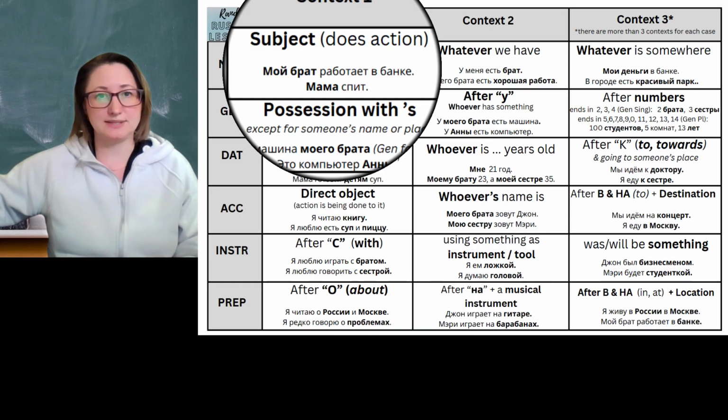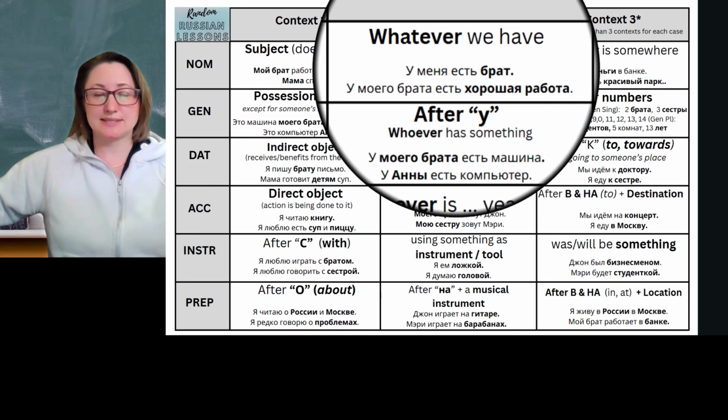It will be nominative. The next sentence is Мама спит. Mom is sleeping. Who is sleeping? Mom. Mom is the subject of a sentence, and it will be in nominative case when we translate the sentence: Мама. So let's switch to the next context.